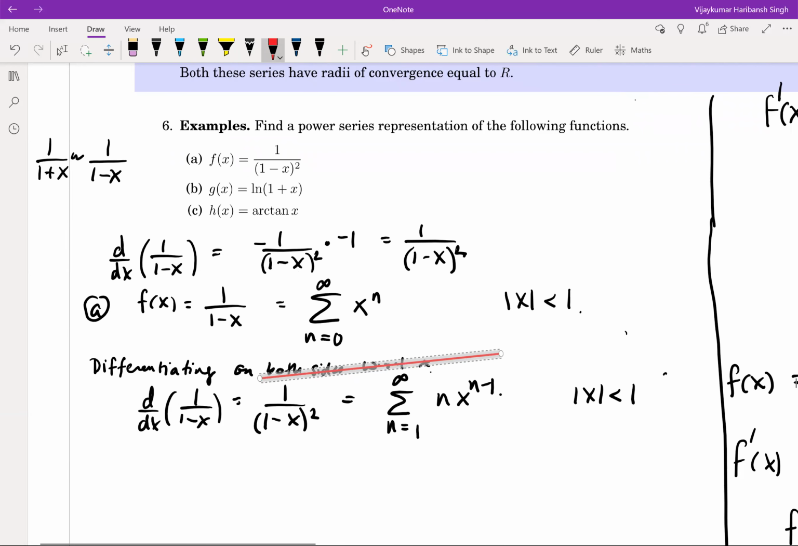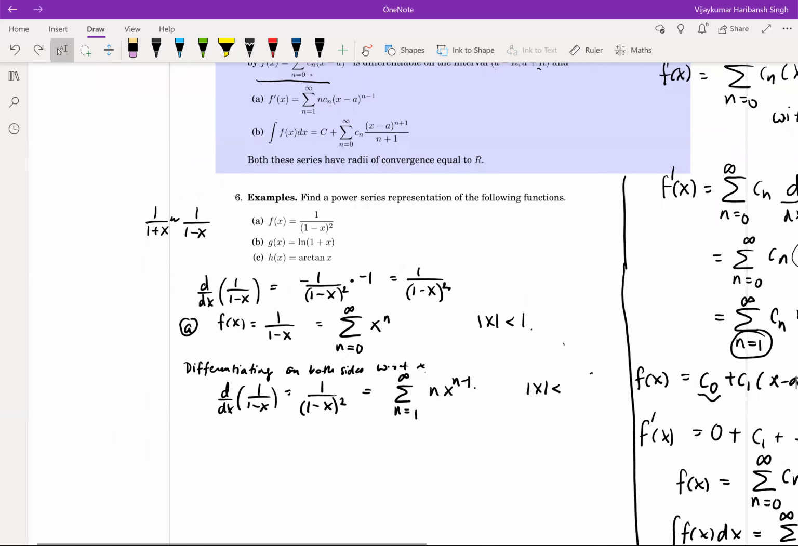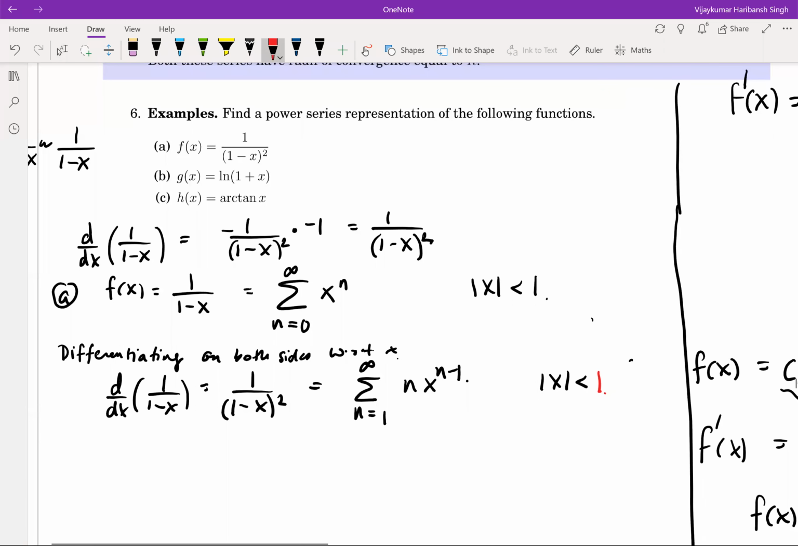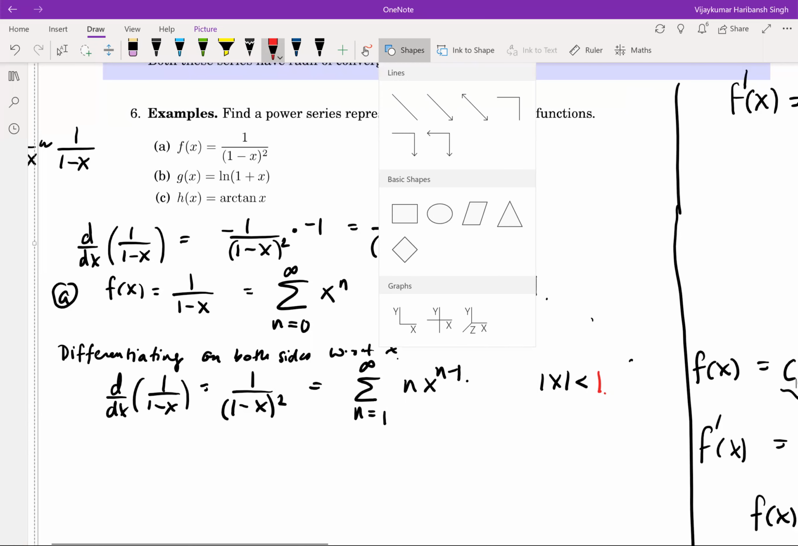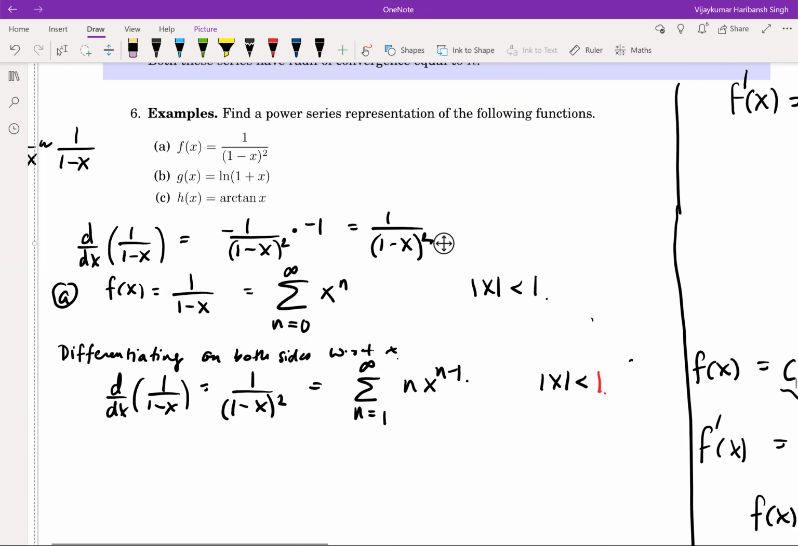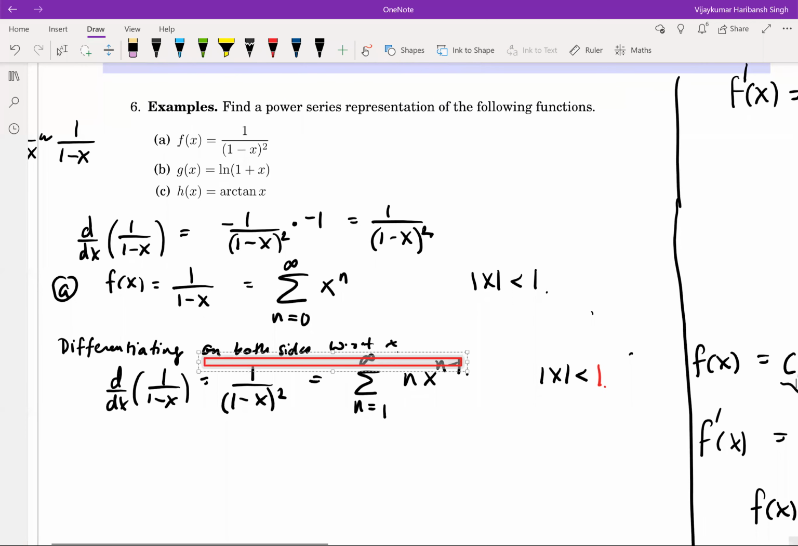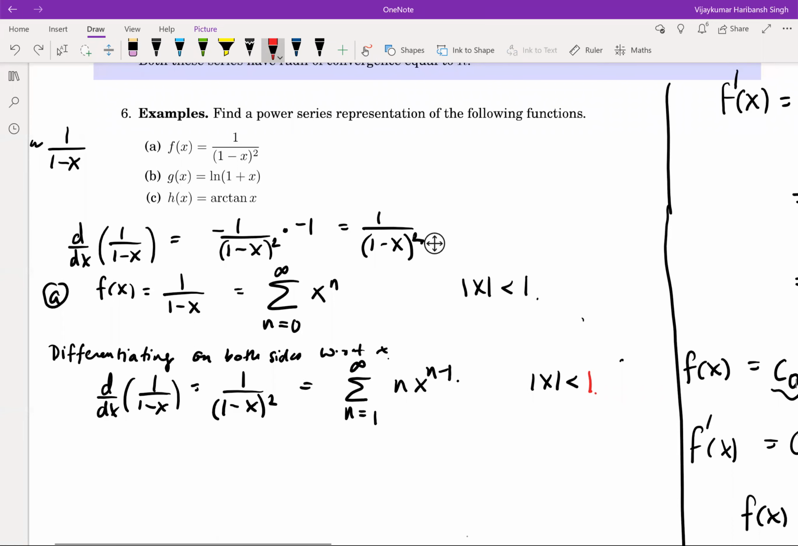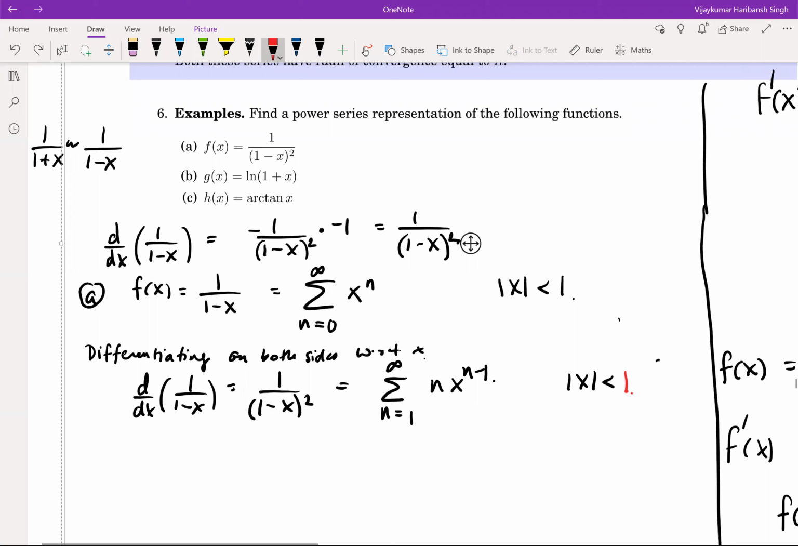Oops. So your power series is valid for the absolute value of x less than 1. Okay, here is your power series representation. Seems like my computer has gotten hot now. It's misbehaving. Anyway, this is the power series representation right here.